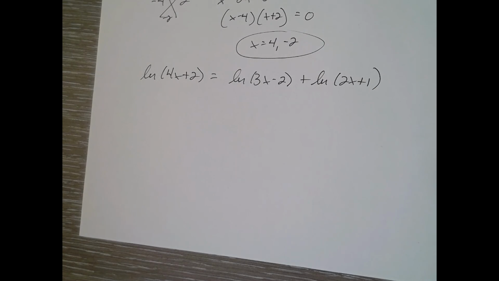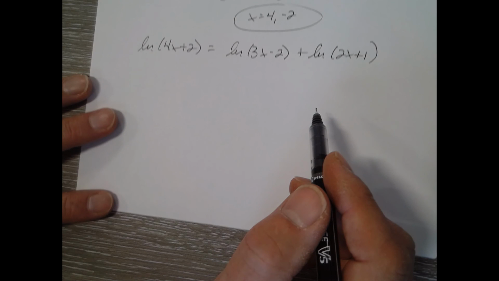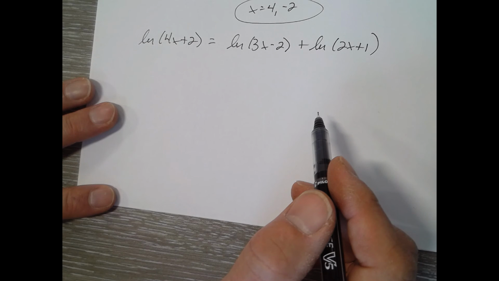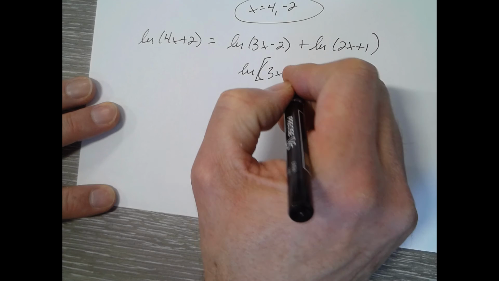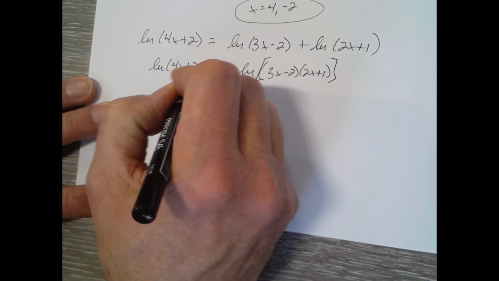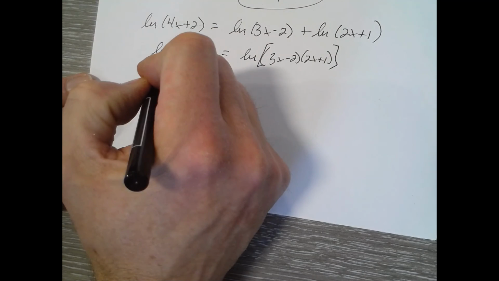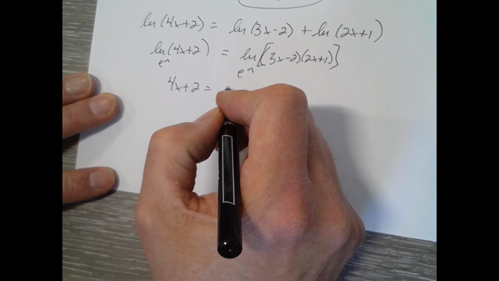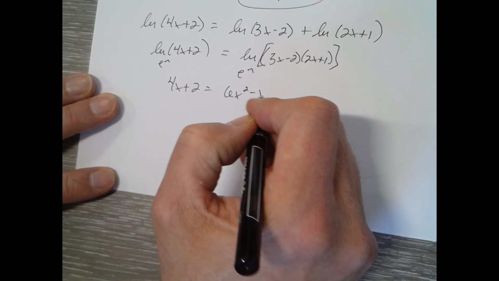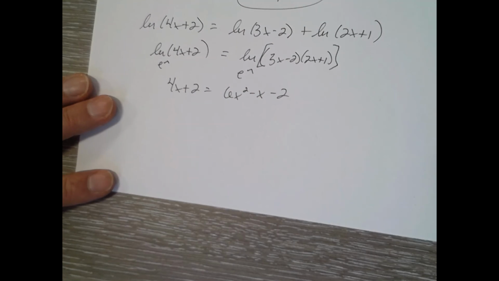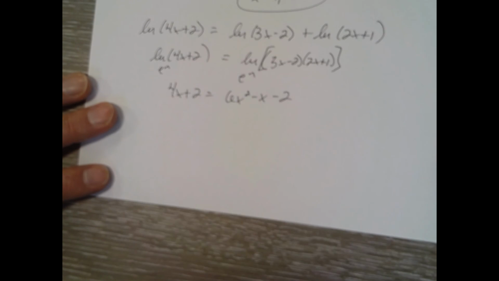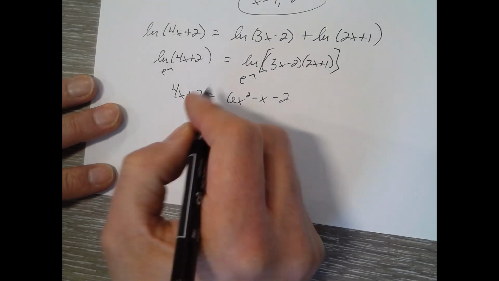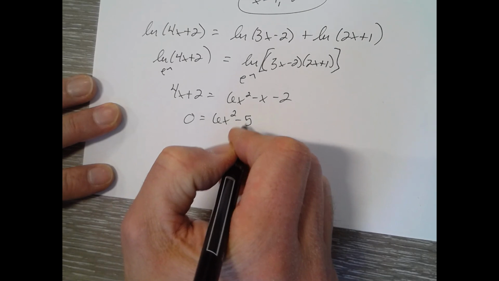All right, so if you have two logs on one side, and if you're adding, you're going to want to multiply the insides: x minus 2 times 2x plus 1. Now we can do e to the power of each side. So I get 4x plus 2 equals, I'll FOIL it out, 6x squared minus x minus 2. And once again, we need to get 0 on one side. I have positive 6x squared on the right here, so I'm going to move these over there. So 0 equals 6x squared minus 5x minus 4.